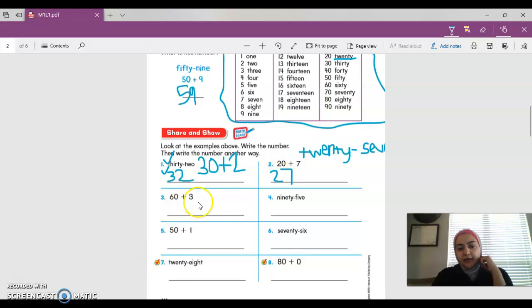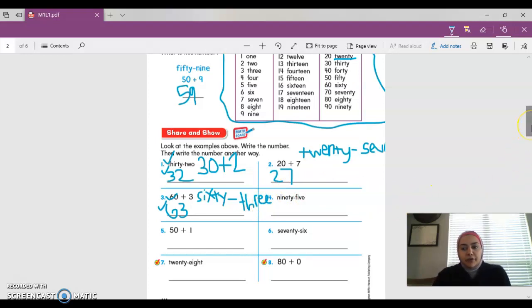60 plus 3 is what? What's the numeral form of that? 60 plus 3 is 63. And then it's already in expanded form. It's already in numeral form. Now we have to write it in word form. So you're going to write 60. And then 3. Ooh, this is extremely hard to write with the keyboard. Okay.